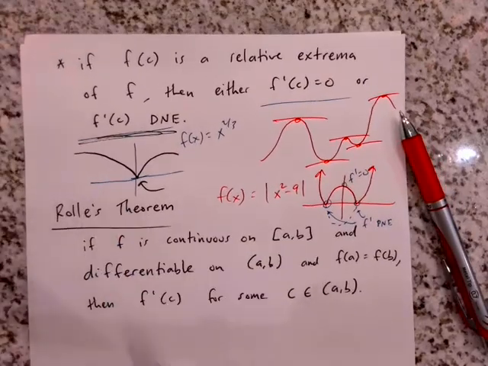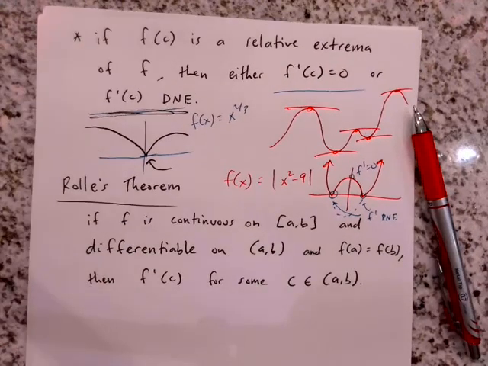This is going to be big for us later on. Relative extremas can only happen when f prime is 0 or non-existent.